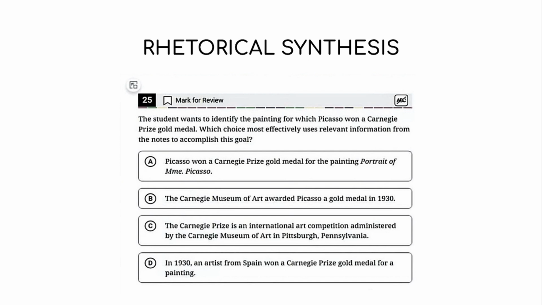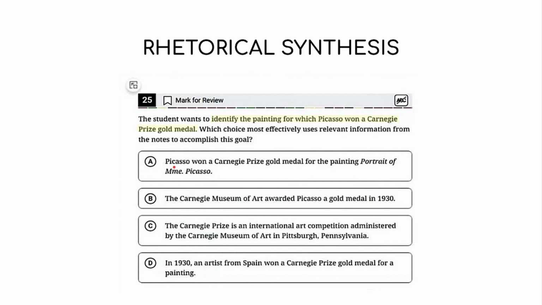Here's another rhetorical synthesis problem, but this time I'm not even going to show the bullet points at all, just to prove that you don't need them. First thing we're going to do is find the task, and that is to identify the painting for which Picasso won the Carnegie Prize gold medal. You're going to see the second part a lot, where it says which choice most effectively uses relevant whatever. You can just ignore that. The second you find your task, just move on to the answer choices.